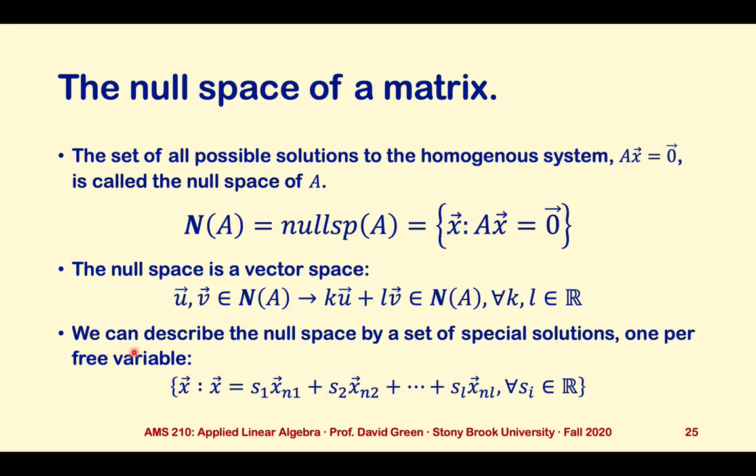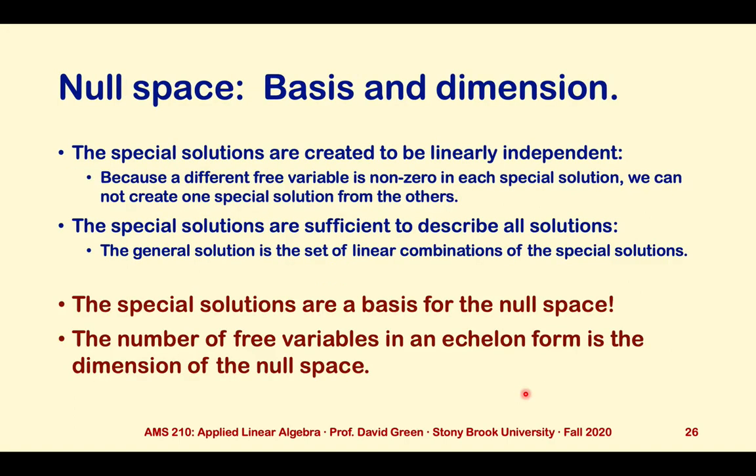We have also seen how we can describe the null space of a matrix by determining a set of special solutions, one per free variable. And once we have that set of special solutions, we can define the null space as the set of X that can be written as a linear combination of all of those special solutions. Okay. Well, these special solutions were specifically created to be linearly independent.